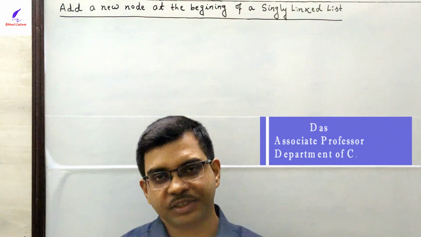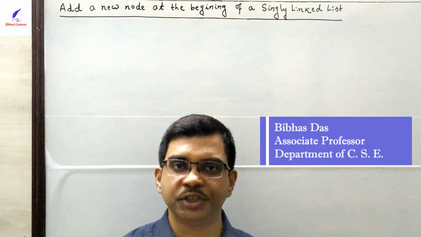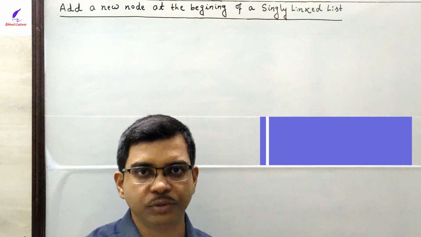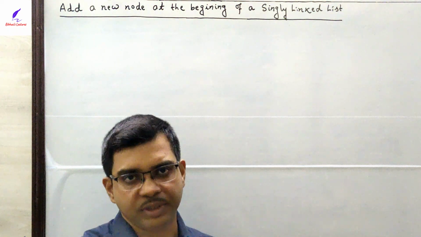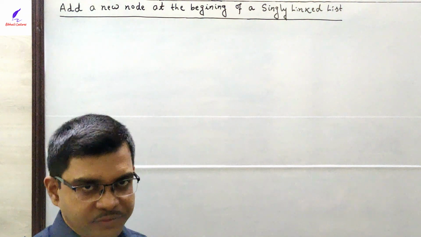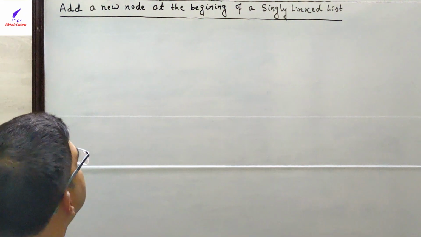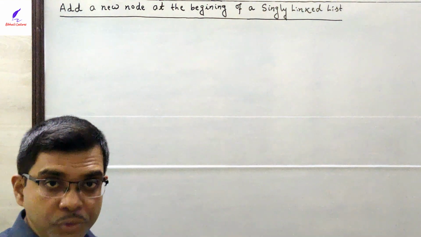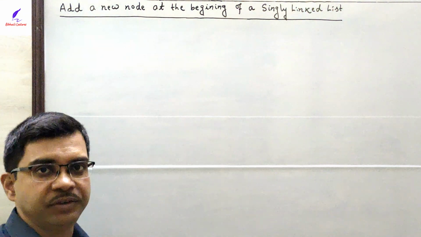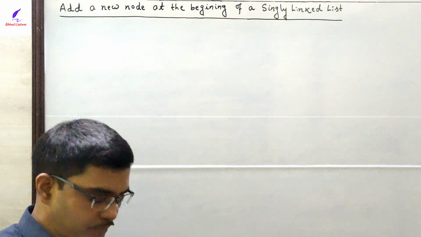So in the series of data structures and algorithms, in my previous video, I discussed the basic concepts of linked list, and we also went through various types of linked list. Now today I am going to implement the very first function of a single linked list, which will add a new node at the beginning of the list. So the add begin function is what we are going to define today.